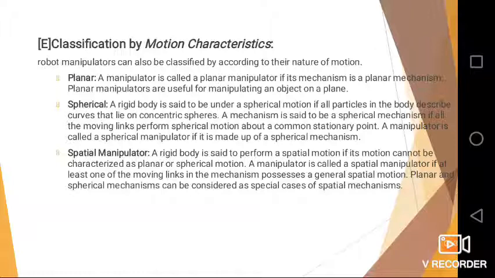Spatial manipulator. A rigid body is said to perform a spatial motion if its motion cannot be characterized as planar or spherical motion. A manipulator is called a spatial manipulator if at least one of the moving links in the mechanism possesses a general spatial motion. Planar and spherical mechanisms can be considered as special cases of spatial mechanisms.